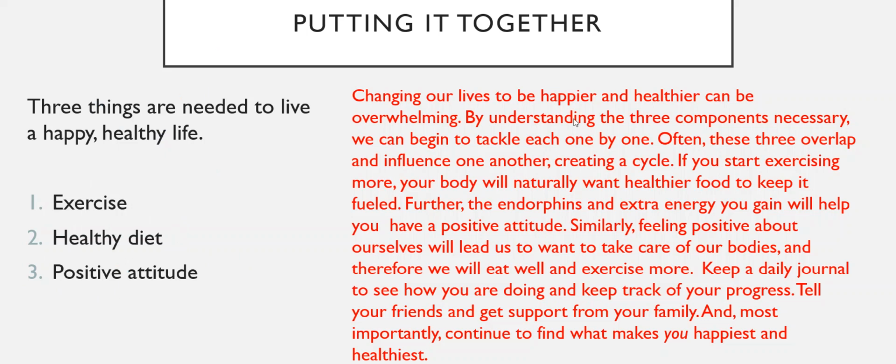Over here on the right, we have our conclusion. So let's look at this together. Changing our lives to be happier and healthier can be overwhelming. By understanding the 3 components necessary, we can begin to tackle each one by one. Often these 3 overlap and influence one another, creating a cycle. If you start exercising more, your body will naturally want healthier food to keep it fueled. Further, the endorphins and extra energy you gain will help you have a positive attitude.